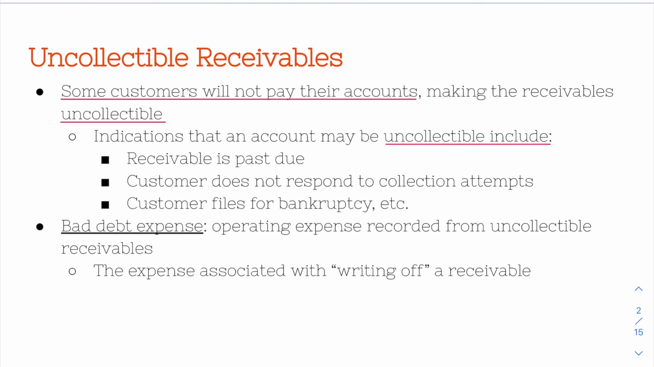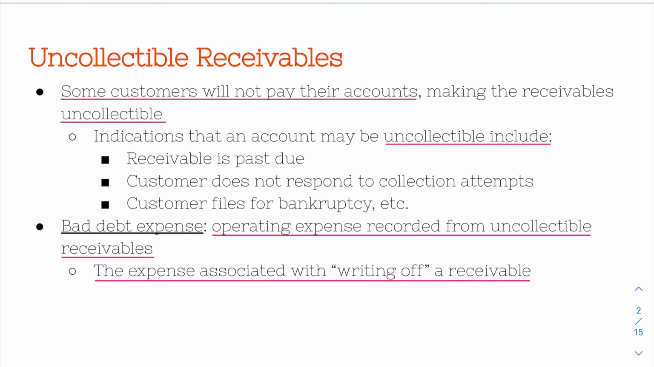But we can't say there's any one thing for certain, but these are all possible indications that an account may be uncollectible. So as I was saying earlier, if the customer doesn't pay and the receivable is uncollectible, that's an expense for you, and we call it bad debt expense. Bad debt expense is the operating expense recorded from uncollectible receivables. It is the expense associated with writing off a receivable. So you're acknowledging the fact that you didn't get paid, you gave that person a product or a service, and they said they were going to pay you, but they didn't actually, so that's an expense for you, and that process of acknowledging it is called writing off the receivable, and you would record bad debt expense as a result.